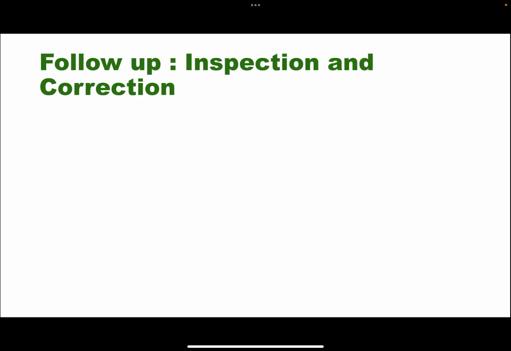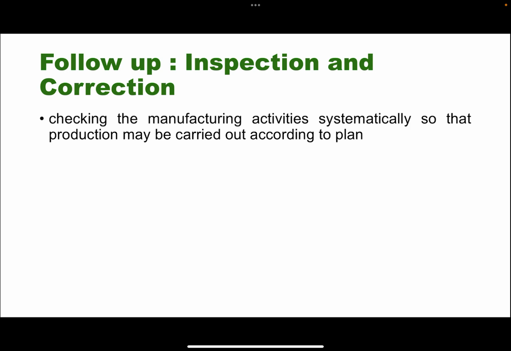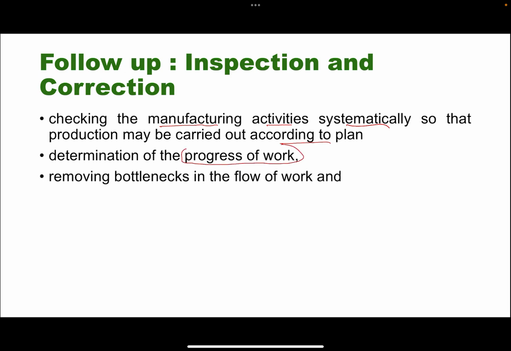Then you have the follow-up, that is inspection and correction. This operation basically deals with checking that the manufacturing activities are systematically carried out according to the plan. It will determine the progress of the work, and it will try to remove the bottlenecks in the flow of work. During a manufacturing process, there may be bottlenecks, and those bottlenecks need to be removed. The operation should be streamlined to make the manufacturing process smoother.